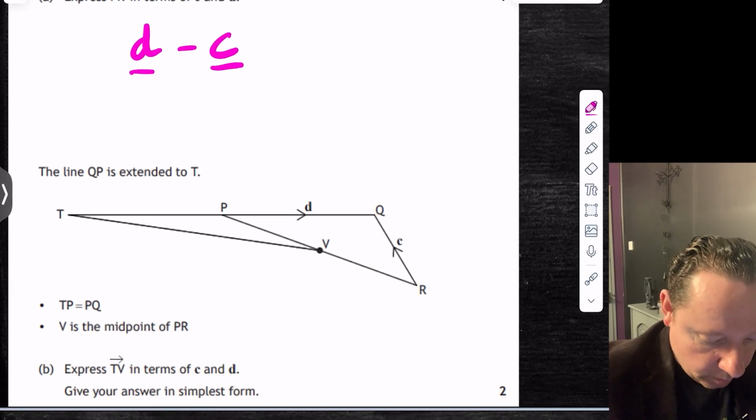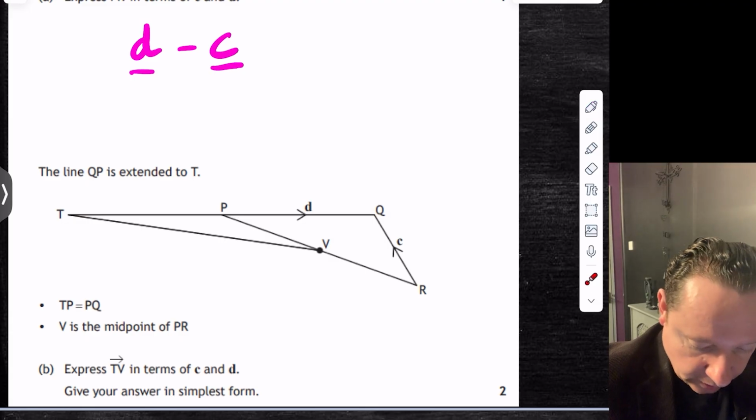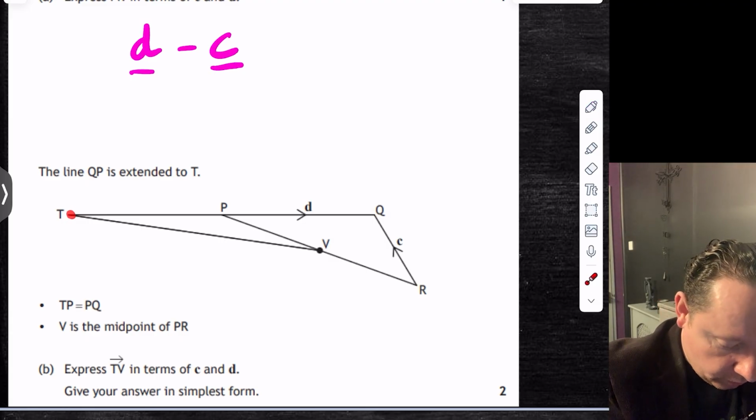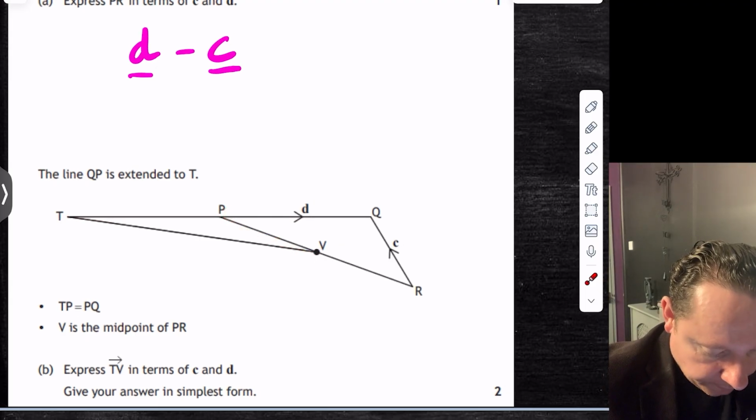The line QP is extended to T. TP equals PQ. V is the midpoint of P and R. Express T to V in terms of C and D. Okay, so we've got to go from T to V. So how are we going to get there? Well, we're going to go from T to P first, and then we're going to go from P to V.